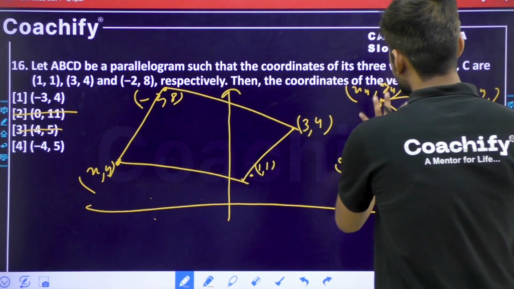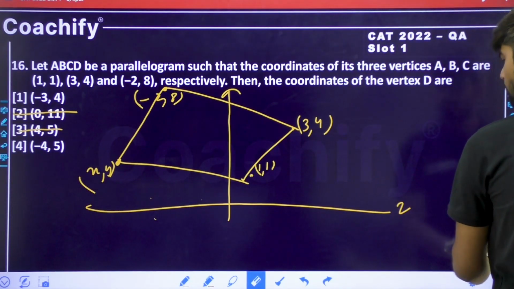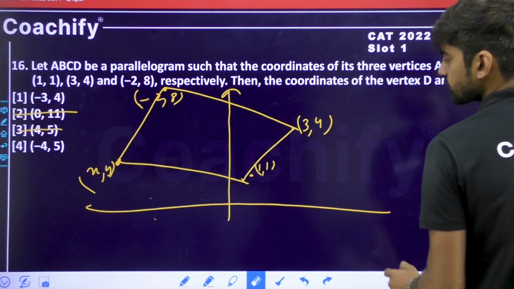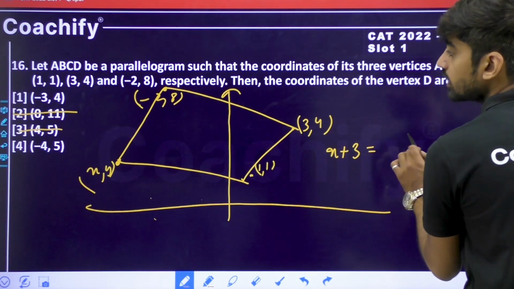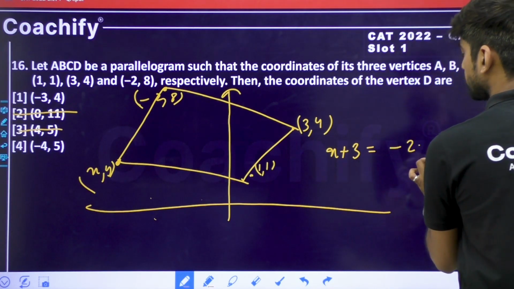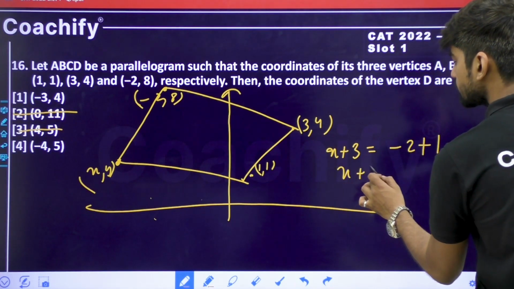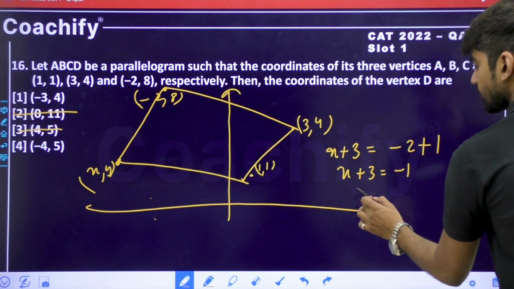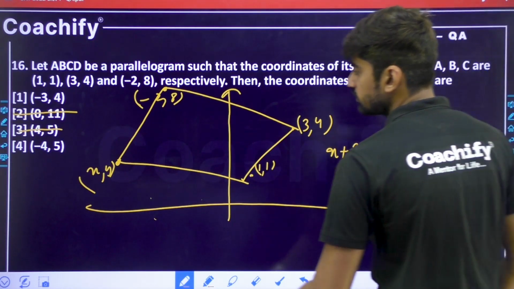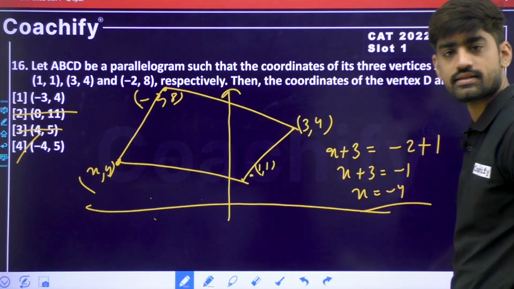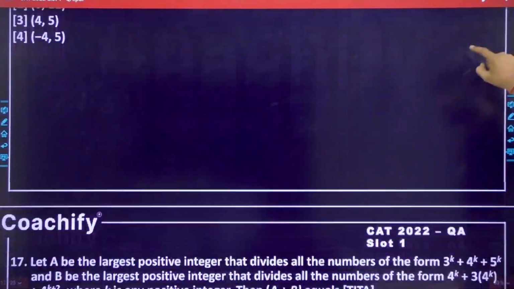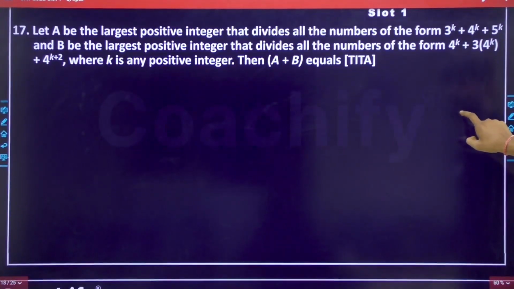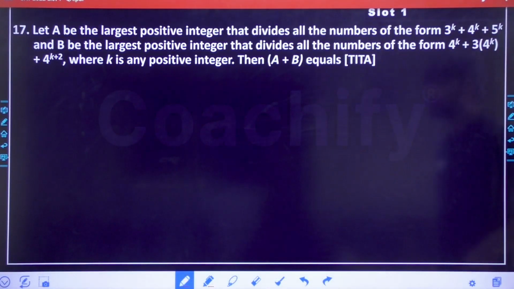So which gives me a very quick way of solving this question. From here what I can see is x plus 3 should be equal to minus 2 plus 1. So x plus 3 is coming out as minus 1, x is coming out as minus 4, which is option 4. That's the correct answer for this question. Next question is this. That's a beautiful question.